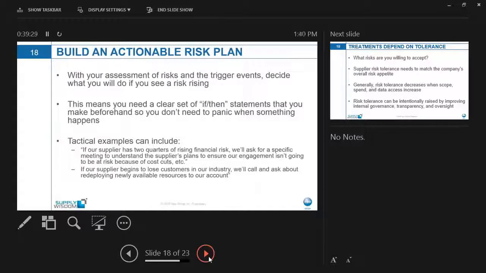And again, here are some tactical examples. So we talked about the supplier and the financial risks, right? But what about the second one? If a supplier that we're using loses customers in our industry, we'll call and ask about deploying newly available resources to our account. Okay. So I know some of you might look at that and say, oh, the supplier is losing accounts. That might mean there could be a service disruption. It could be, but again, maybe they only lost one account, right? The thing is, where's the real risk and where's the real opportunity there? And in this case, if the supplier is losing a couple of small accounts, or maybe they're losing one account that actually was a banner account for them, maybe the A resources were deployed on that account, and maybe you want something from that account.